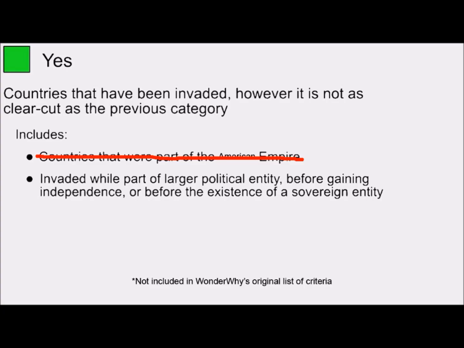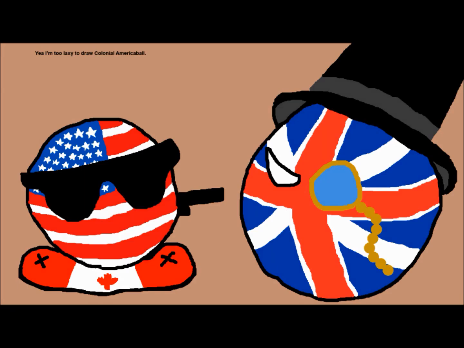The next thing that this category includes is countries invaded while part of a larger political entity, before gaining independence, or before the existence of a sovereign entity. Again, I'll start close to home. While fighting for independence from the British, America invaded Canada and the Bahamas, which were at that point owned by the British. We also invaded British-controlled Canada during the War of 1812.